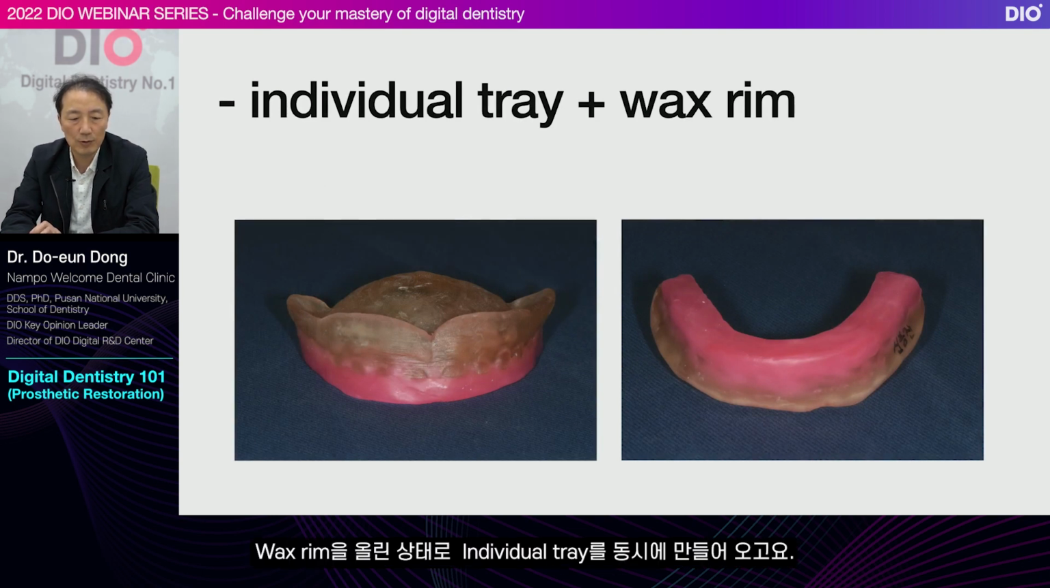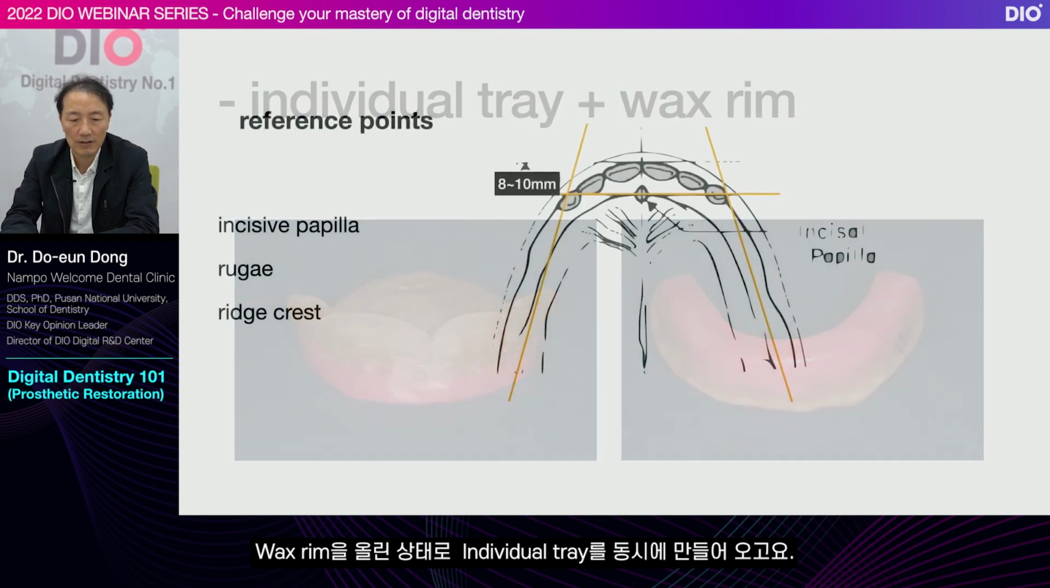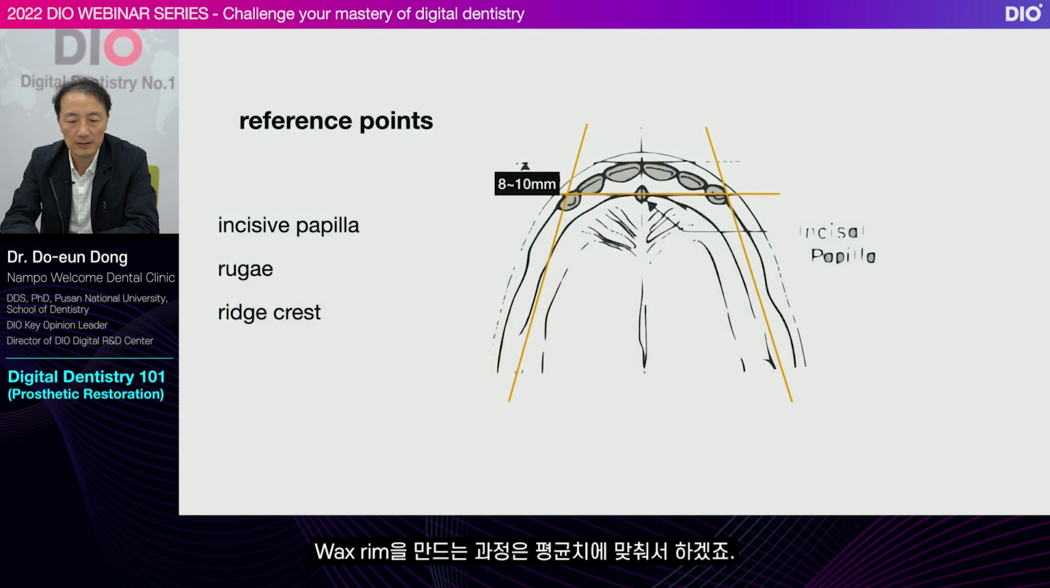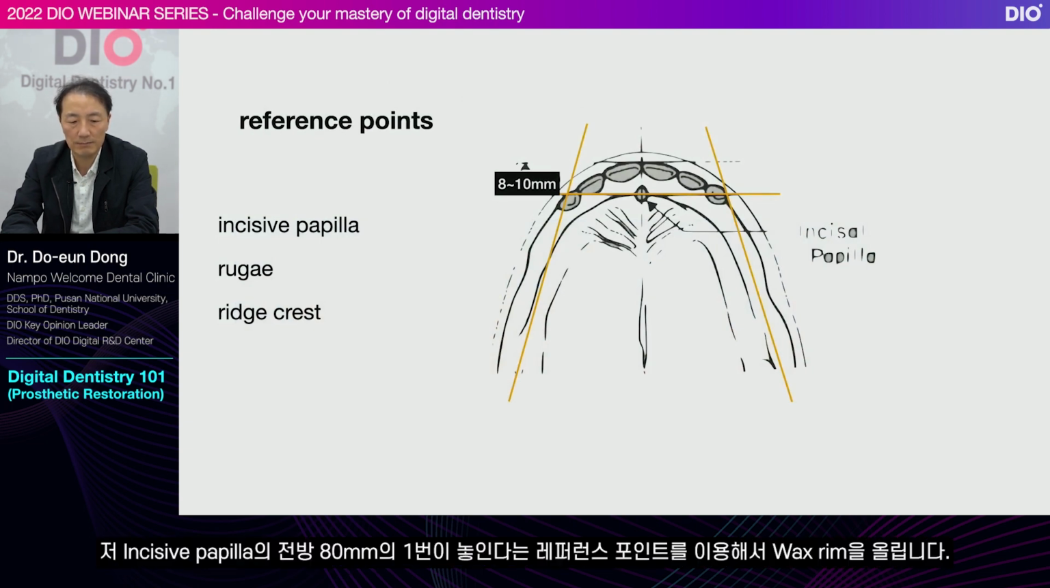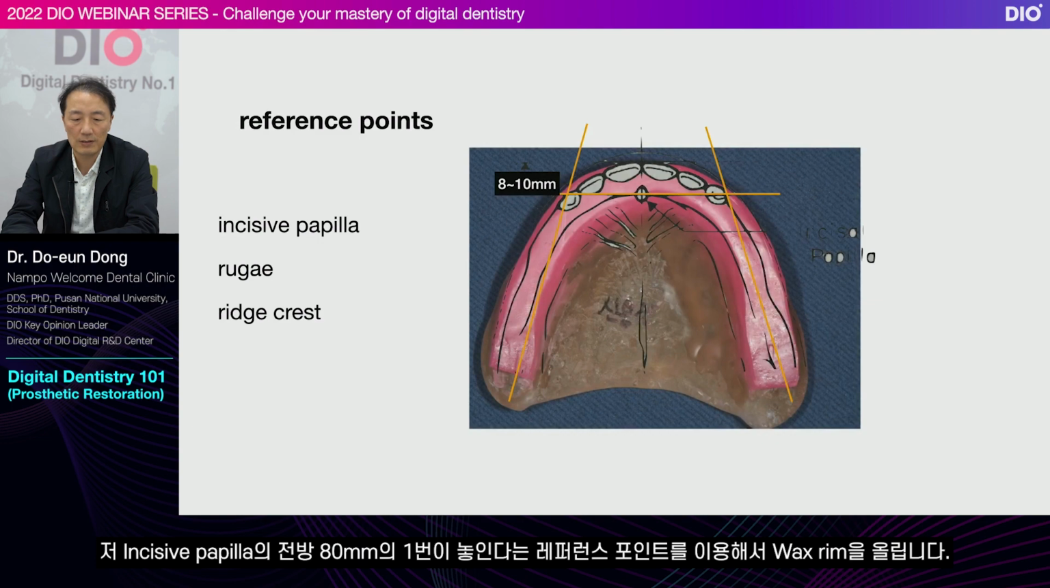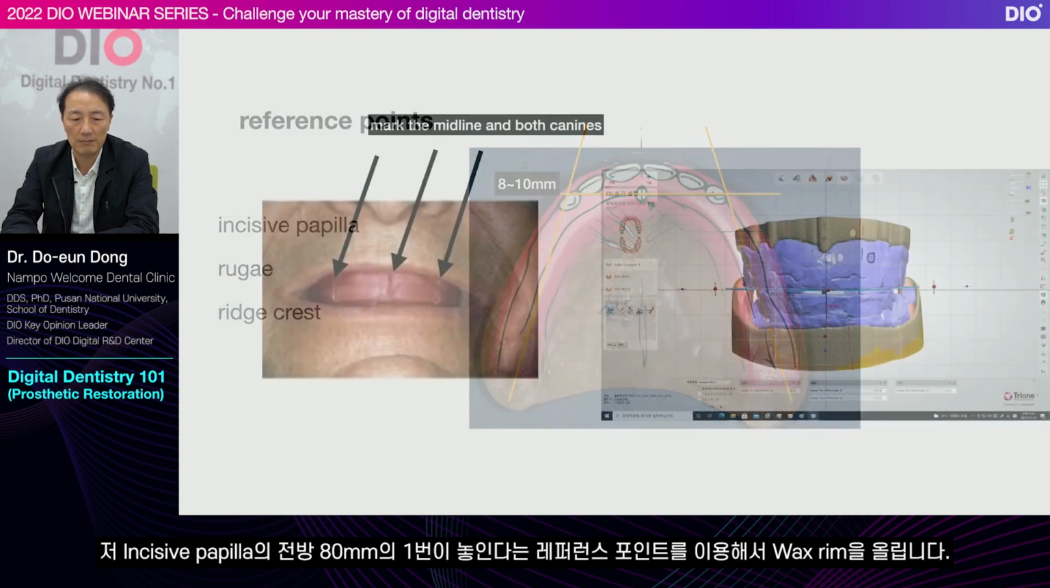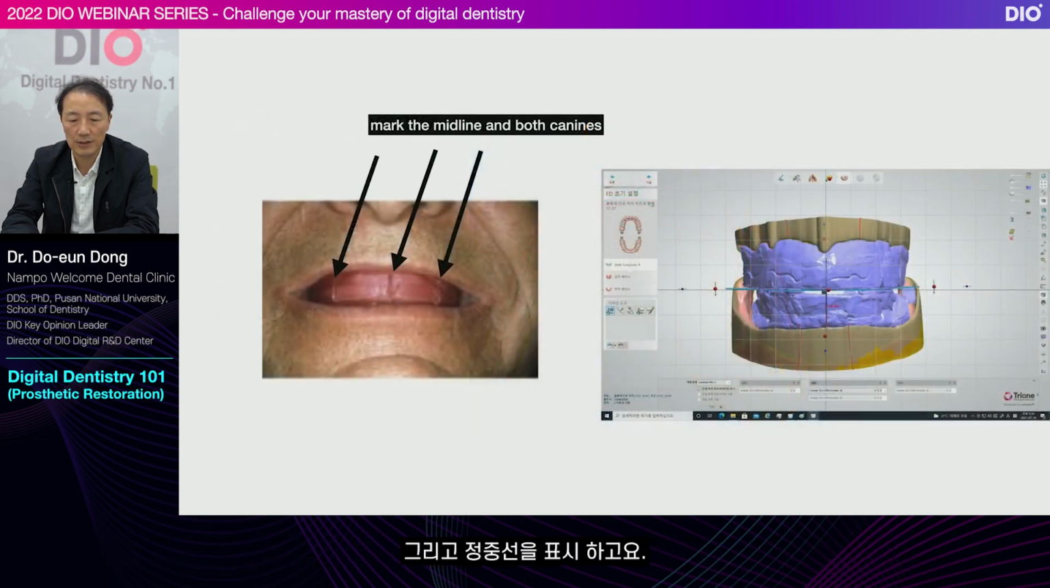An individual tray is made with the wax rim raised at the same time. The process of making the wax rim is set to the average values. The wax rim is raised using the reference point that is placed 80 millimeters in front of the incisive papilla. And you mark the midline. And you send the digital file to the scanner. This is what the laboratory sees. It's aligning the midline.